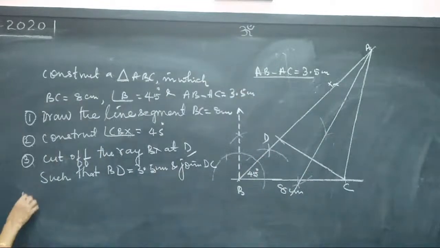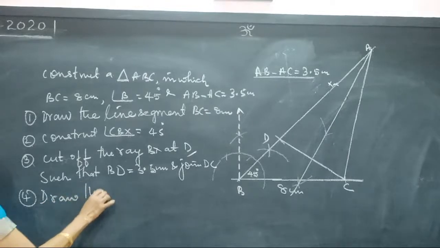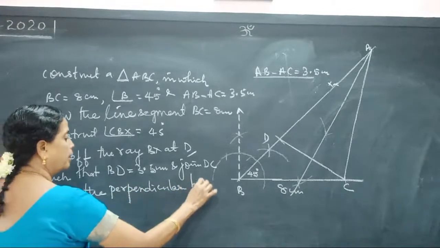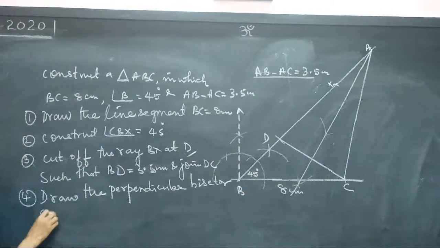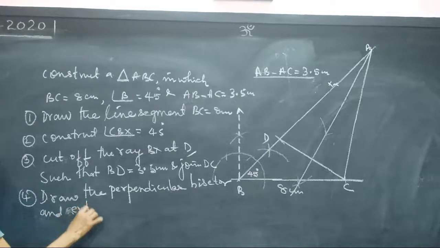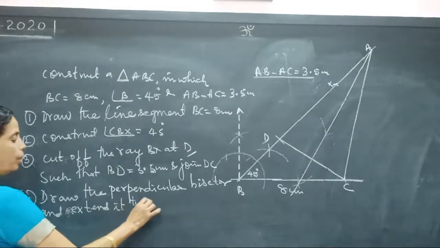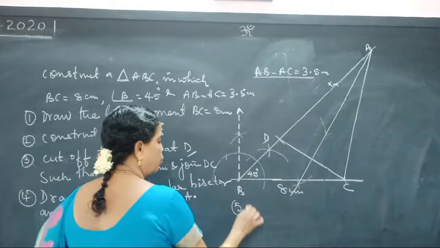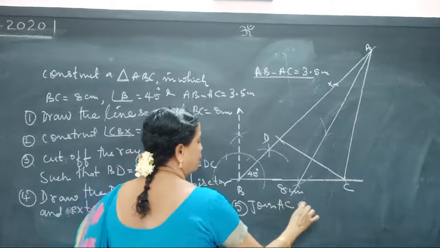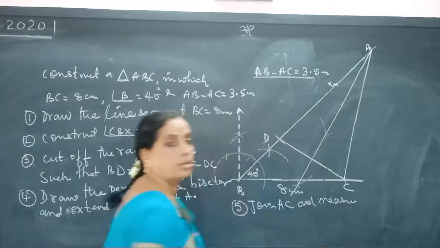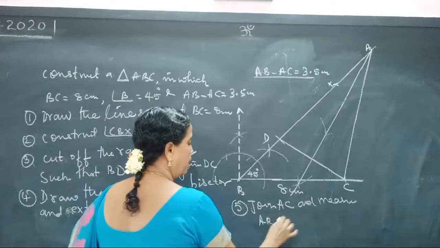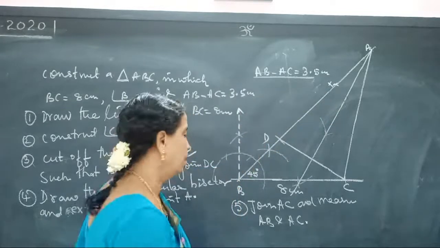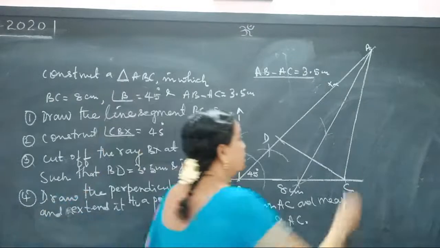Draw a perpendicular bisector of DC and extend it to a point A. Next, join AC and measure AB and AC. AB minus AC equals 3.5 centimeter. So ABC is the required triangle.